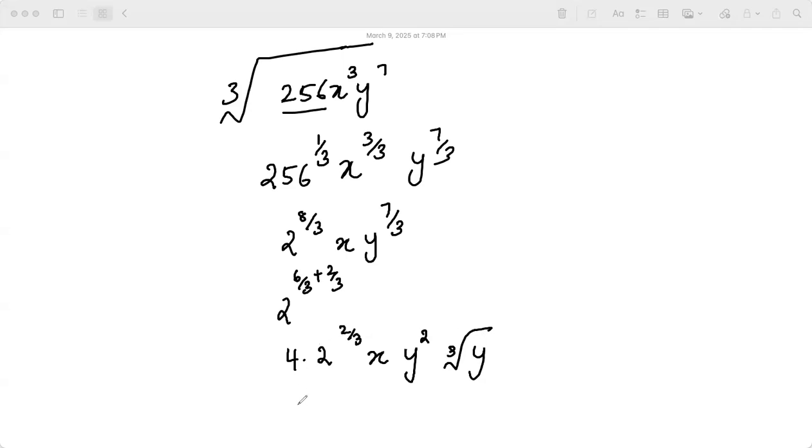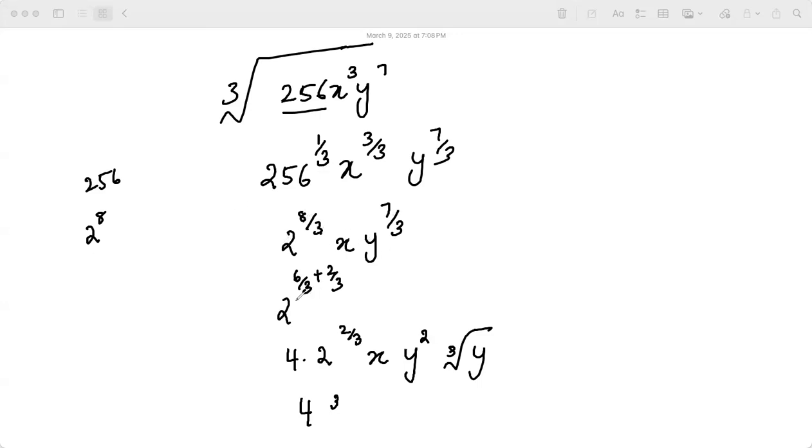Any questions on that? Yes, ma. I didn't really get the part where you went from 256 to the power of 1/3 to 2 power of 8 by 3. 256 is what, ma? 2 to the power of 2, 2s are 4, 4 2s are 8, 8 2s are 16, 16 2s are 32, 64, 128, 256, right? So that is 2 power of 8, right, ma? Correct.